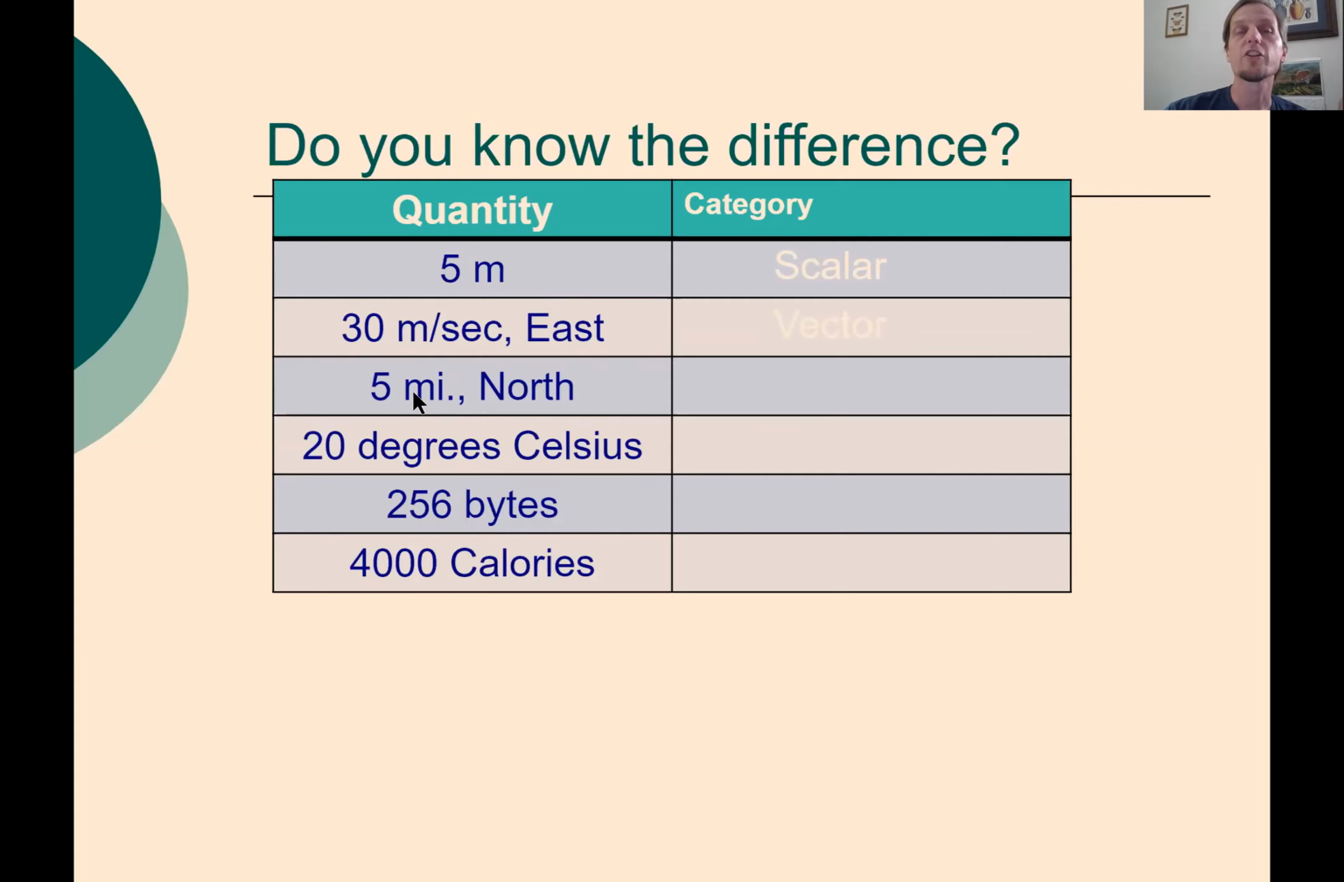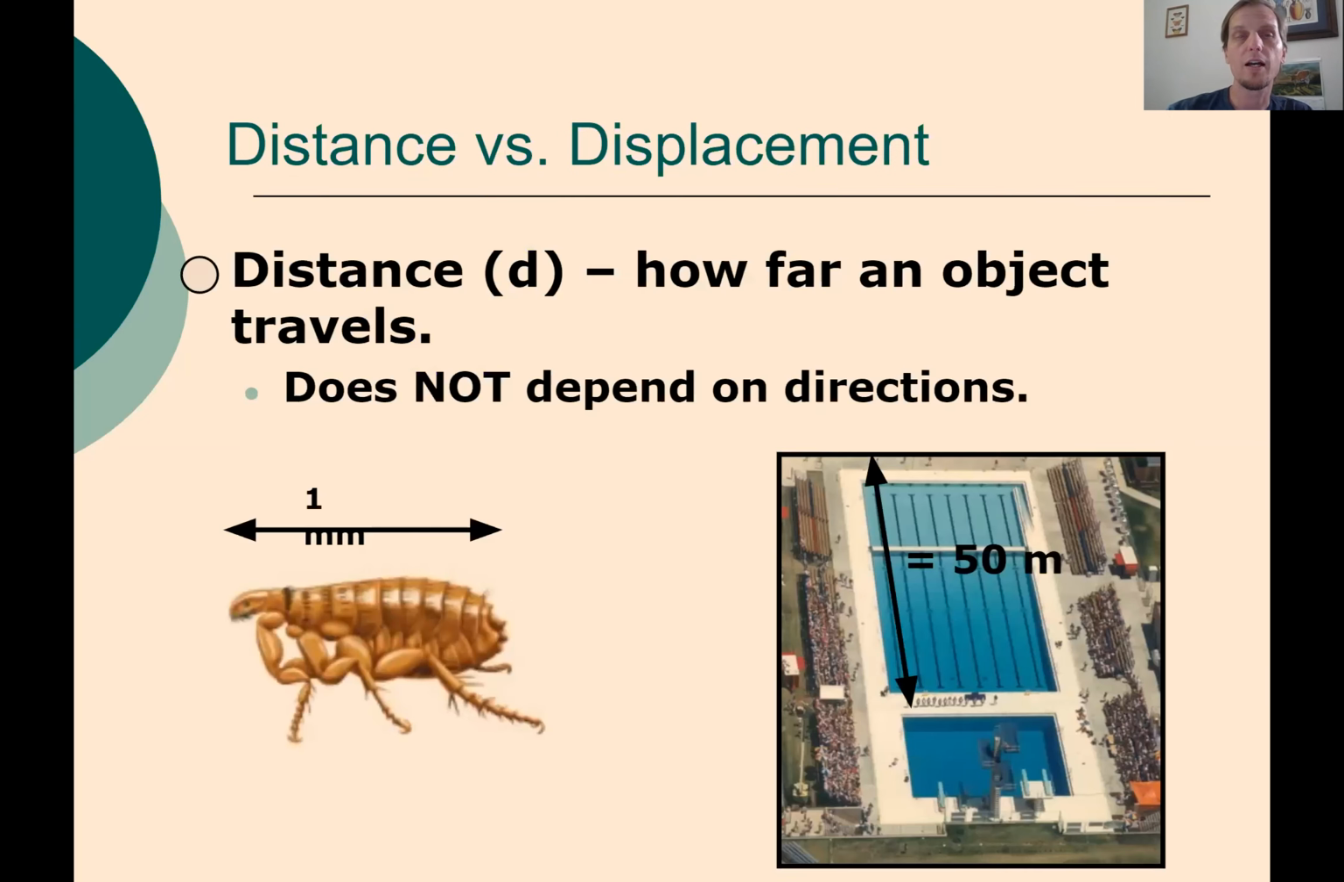5 miles north. Again, we have a distance, but we also have a direction. Vector. 20 degrees Celsius. What do you think? Scalar. 256 bytes. That's a measurement of information on a computer. 256 bytes, scalar. 4,000 calories, scalar also. If you want to review that, go back to the previous slide.